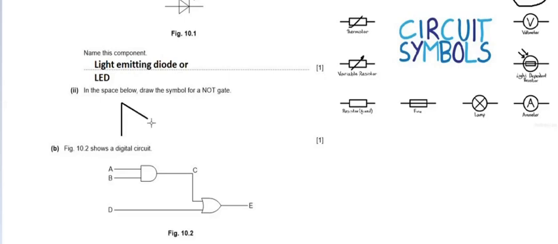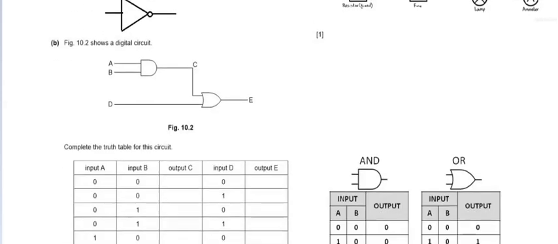Can draw it like this. And there is one small circle. We are getting a small dot over here. Okay, in case of the NOT gate, only one input you will get over here. This is the input, and this one is the output. So this is the symbol for the NOT gate. Now we will move towards part B of the problem.